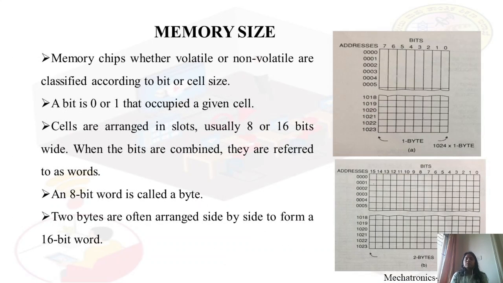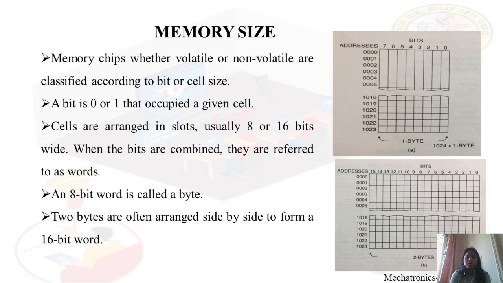These are the different types of memories. And memory size. What is memory size? You have heard that this is 1 GB memory, that is 2 GB memory, 512 KB RAM. How are you going to define it? That is your memory size. You are telling the memory size of the RAM and ROM. Memory chips, whether volatile or non-volatile, are classified according to the bit or cell size. The bits are 0 or 1 that occupy a given cell. Cells are arranged in slots, usually 8 or 16 bits wide. When the bits are combined, they are called words.